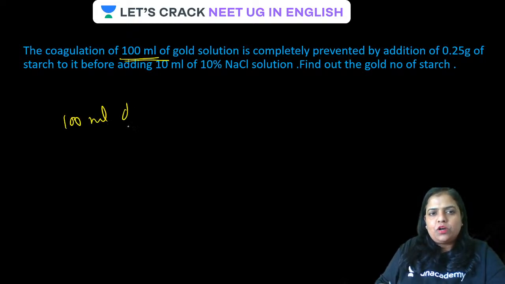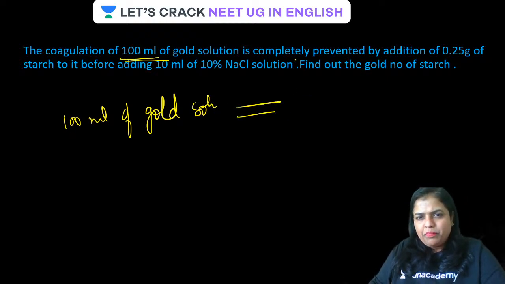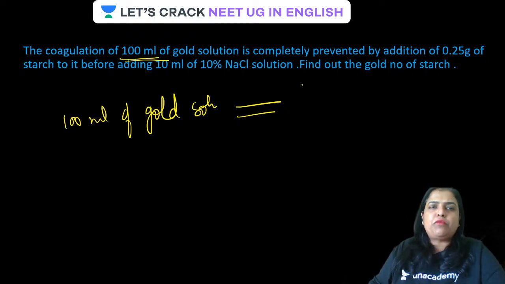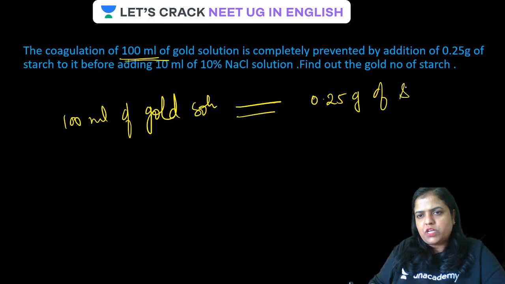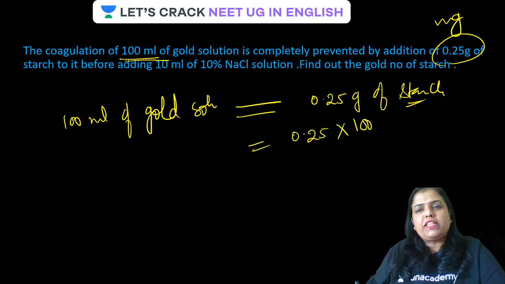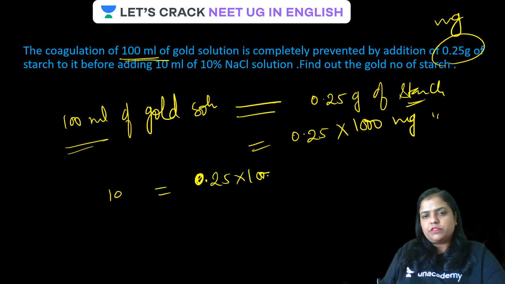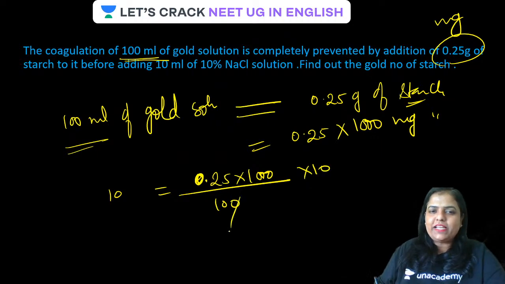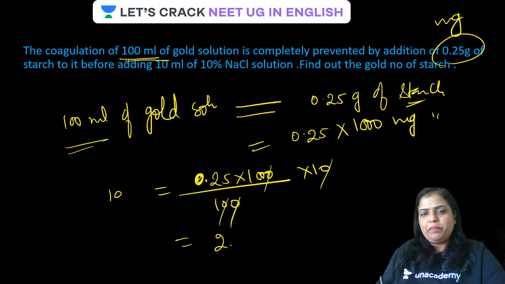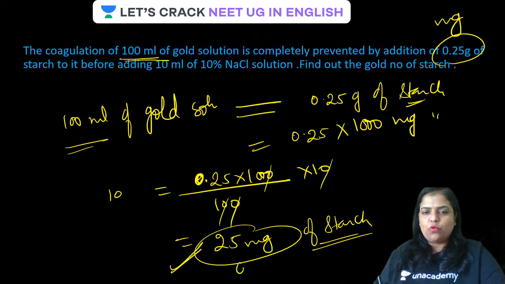100 ml of gold solution requires... how much of this is prevented by addition of 0.25 gram of starch. 0.25 gram of starch, but we always take this in milligram. Protected salt is to be taken in milligram, guys. So find out the milligram: 0.25 into 1000 milligram of starch. All clear, guys? Now this is for 100 ml. How much for 10 ml will it be then? 0.25 into 1000 upon 100 into 10. All clear, guys? Simply solve this. You will get 25 milligram of starch. So 25 milligram of starch. This is the gold number here.